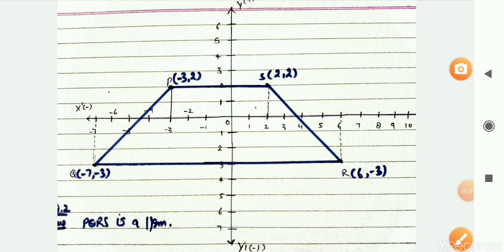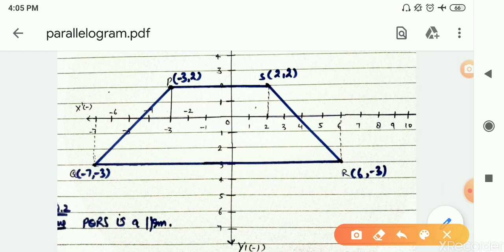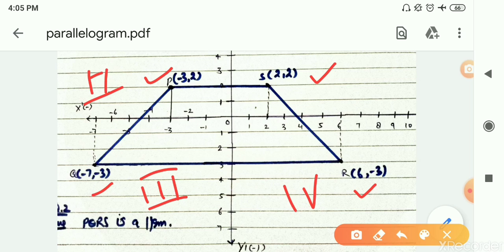So as you can see, we have drawn the given coordinates on a grid like a graph paper. The coordinates of point P was minus 3 comma 2, coordinates of point Q was minus 7 comma minus 3, coordinates of point R was 6 comma minus 3, and coordinates of point S is 2 comma 2, which are lying in the second, third, fourth and first quadrant respectively.